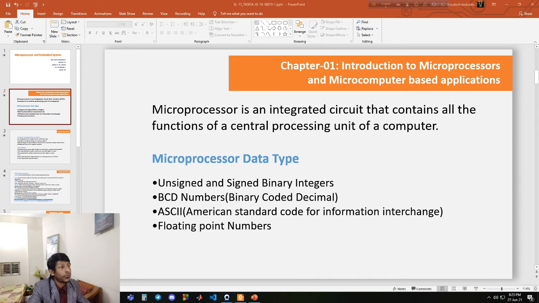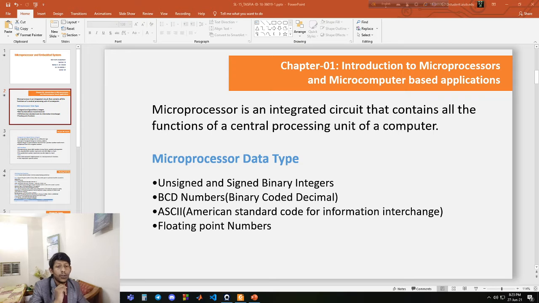So chapter 1 is introduction to microprocessor and microprocessor based application. Microprocessor uses 4 data types: unsigned and signed binary integers, BCD numbers, ASCII and floating point numbers.